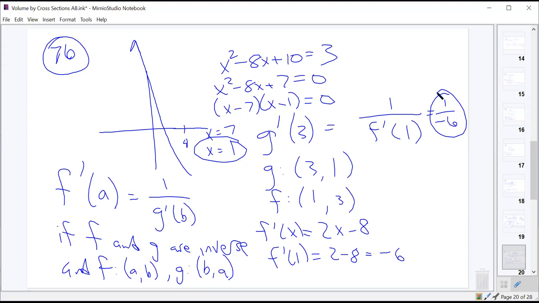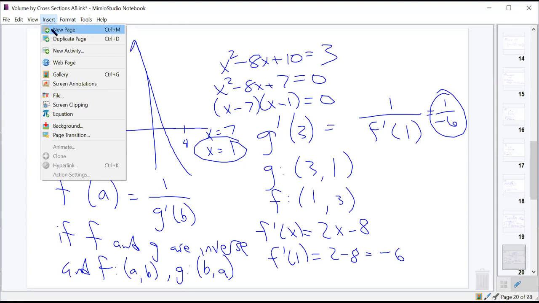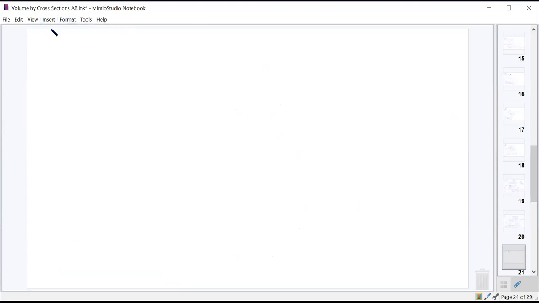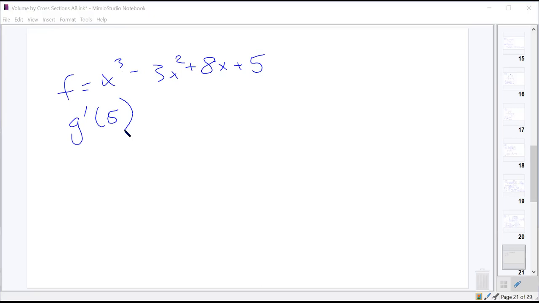Somebody asked a question in the chat. 87. Nice. All right. It's another inverse rule question. We have f of x is equal to x cubed minus 3x squared plus 8x plus 5. And g and f are inverses. We want to know g prime of 5. All right. We want g prime of 5.